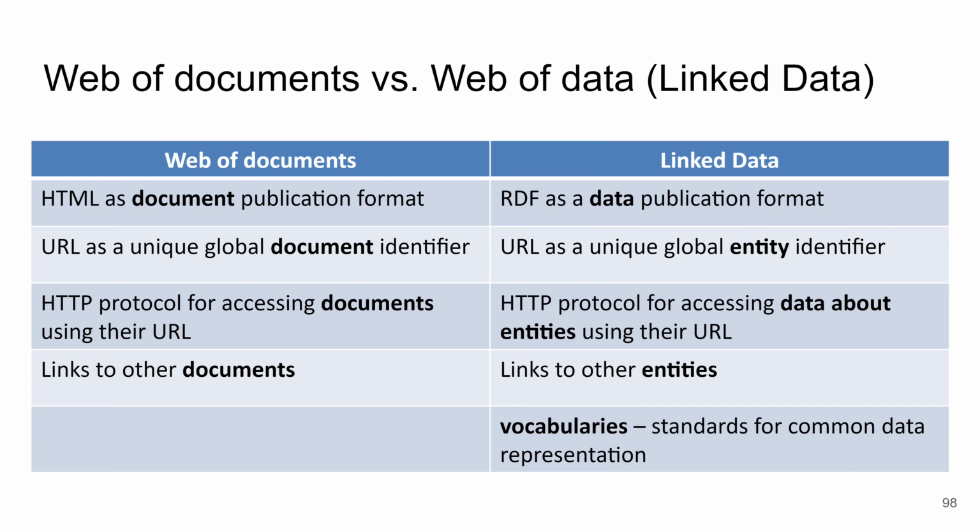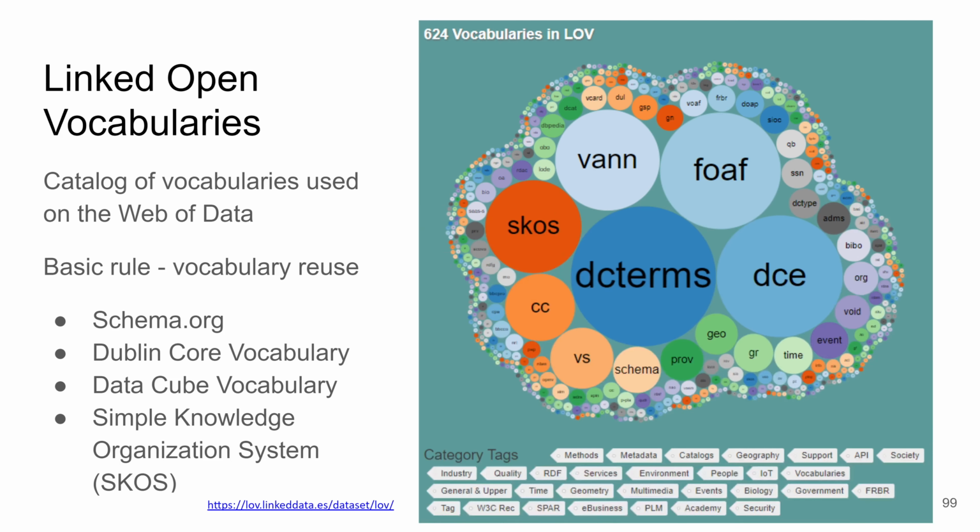What is in addition here are vocabularies. So when we discussed RDFS and how it can be used to create vocabularies, lists of classes and properties, this is something not present in the web of documents, but present in the web of data. Now, if you are wondering where you can find the vocabularies, for instance, those created using RDFS, there is a catalog called Linked Open Vocabularies, where you can go and search for vocabularies used on the web.